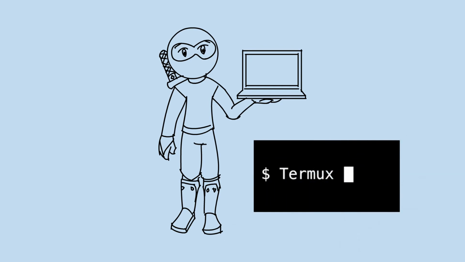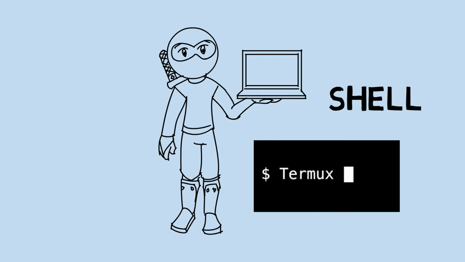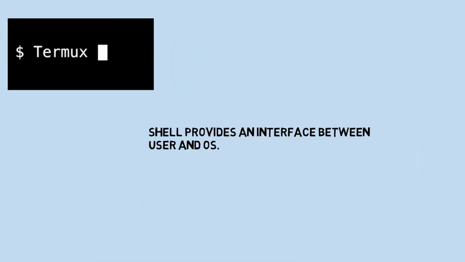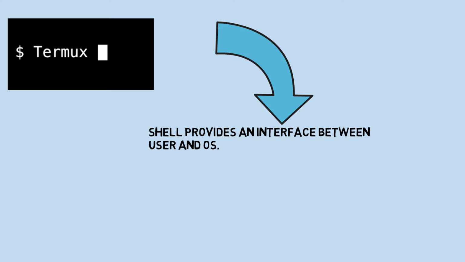Do you have any knowledge about the Termux shell? What is a shell? A shell is an interface. It provides an interface between the user and the operating system. What the user basically does is run commands. This interface helps pass those commands to the operating system, and the operating system does the remaining things. That's the concept behind the shell.